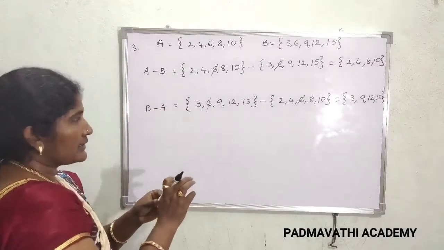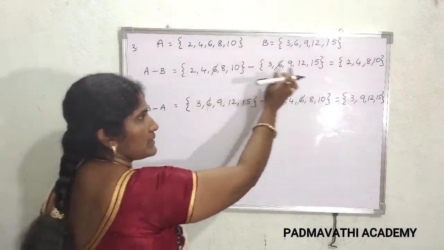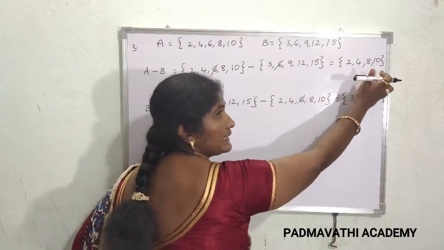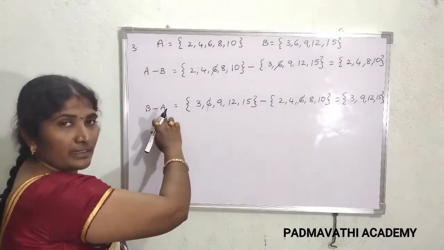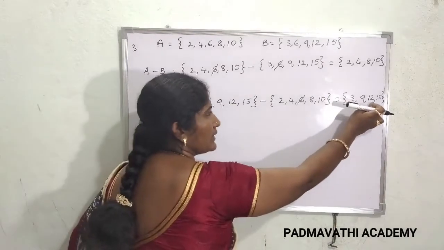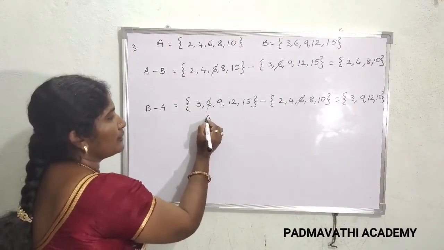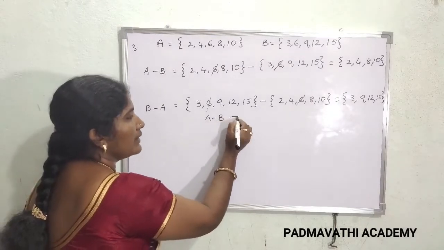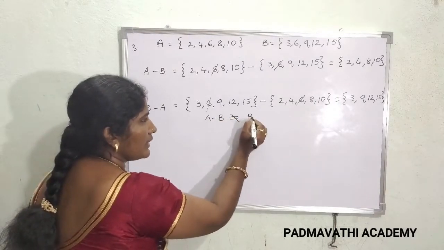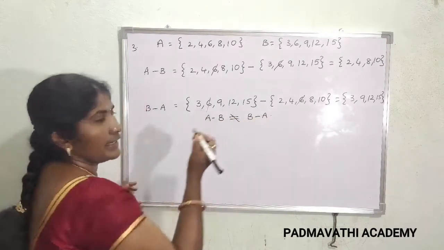Now observe the answers. Set A minus B contains 2, 4, 8, 10. B minus A contains 3, 9, 12, 15. Are the two sets equal? No. Therefore, A minus B is always not equal to B minus A.